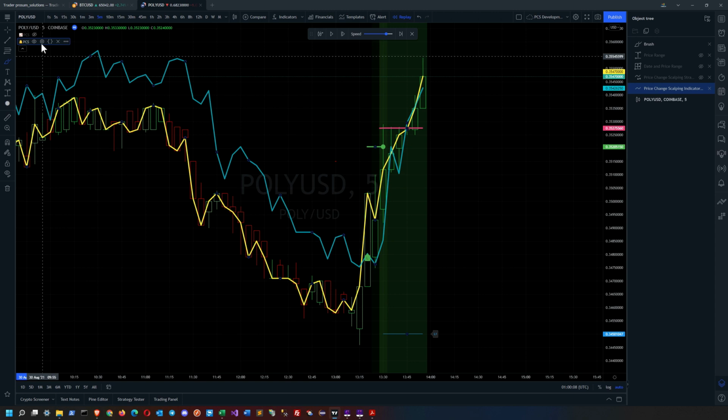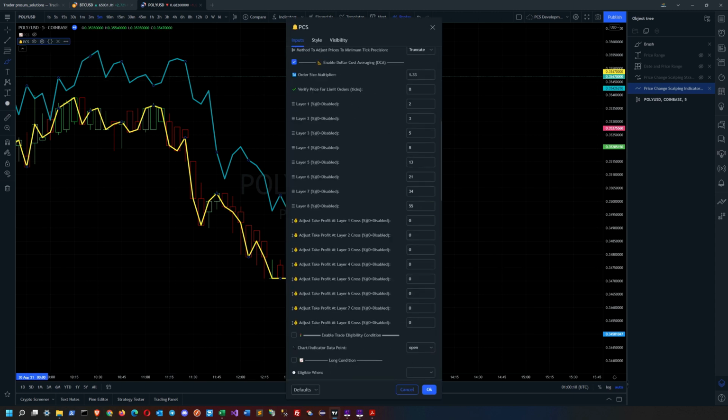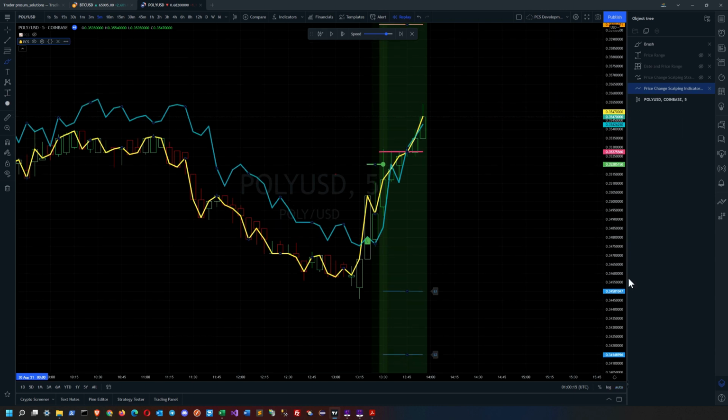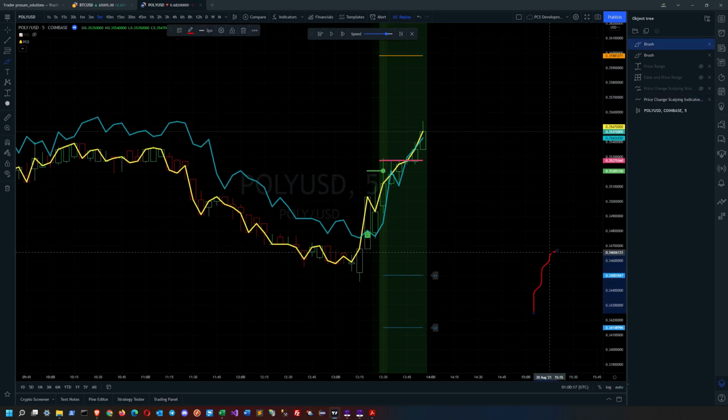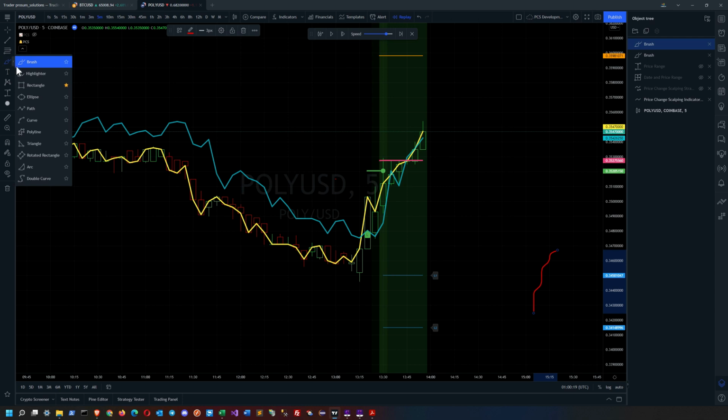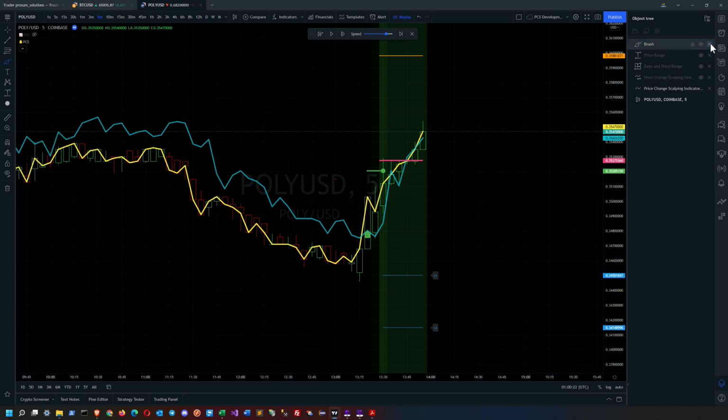And then now we are starting to see all the different DCA layers kicking in that are configured in those inputs, and I'll walk through those inputs here in just a moment. Oops, I still got my brush tool turned on. Let me turn that off. Let me delete these. There we go.